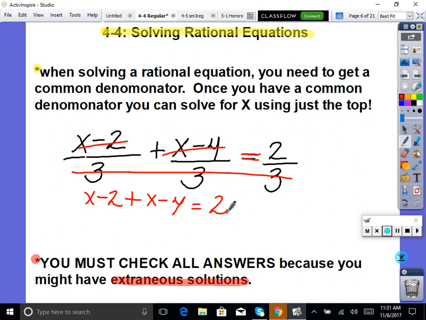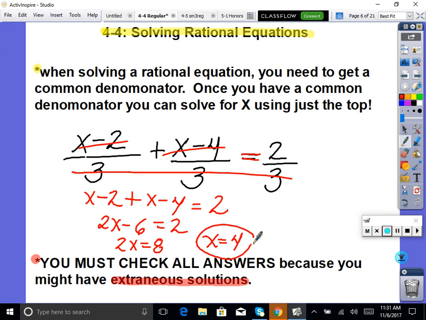Solve for x. So it's just a linear equation. X plus x is 2x. Negative 2 minus 4 is negative 6. Does everybody see how I'm just solving? That equals 2. How do we get x alone? Add 6. So we have 2x equals 8. Then divide by 2. So x equals 4.